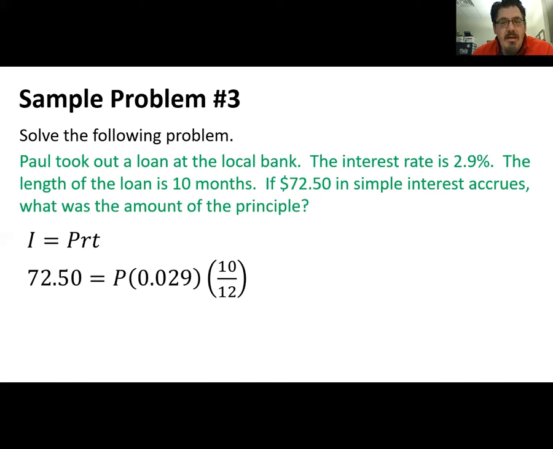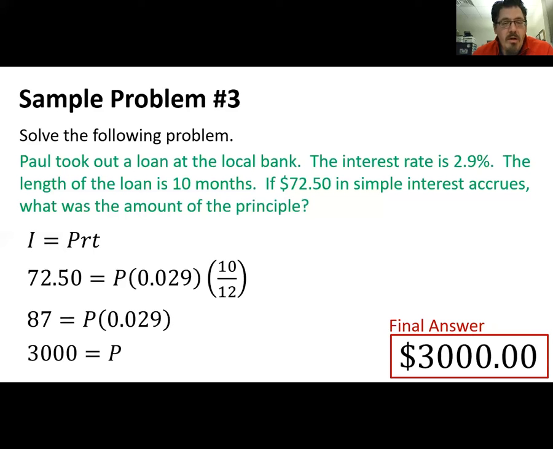Now we have a little mini equation that we need to solve. So if we move the fraction over, multiply both sides by 12 over 10, that'll get us the next step in the equation. Then divide both sides by 0.029. And what we come up with then is an amount of $3,000. So the amount that Paul borrowed was $3,000. Again, if the interest rate is 2.9% and he borrows it for 10 months, he would end up paying the $72.50 in interest, and you're good to go.